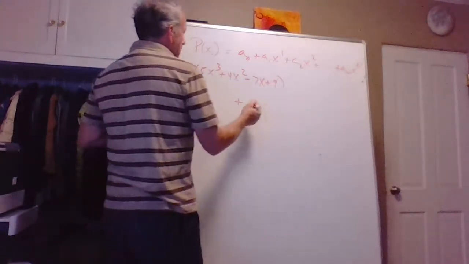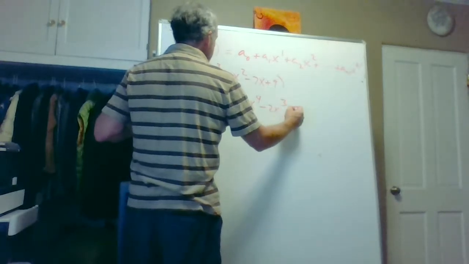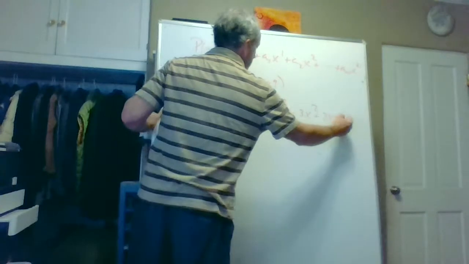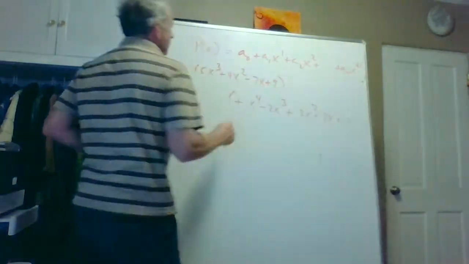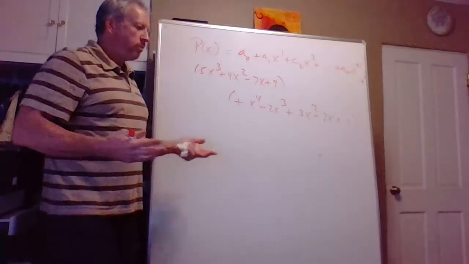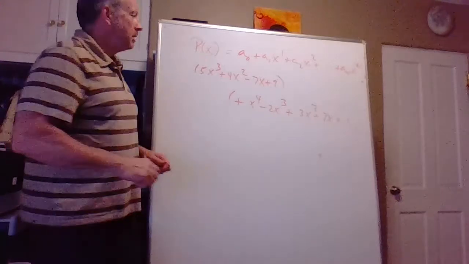It doesn't matter. Plus, let's say, x to the 4th minus 2x cubed plus 3x squared plus 7x plus 1. Here's one polynomial plus another polynomial. And the good news is, what do you think you would do? You think you would just add like terms, and that is exactly what you do.